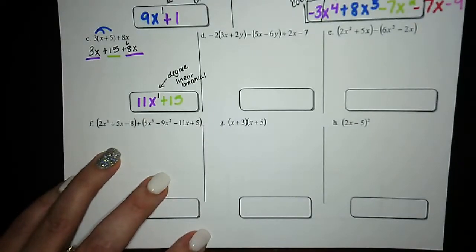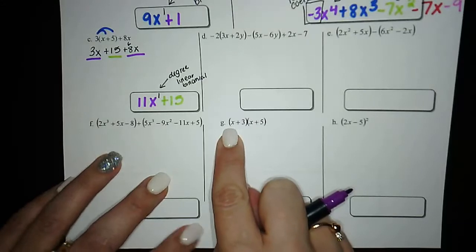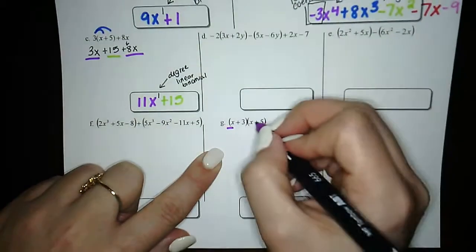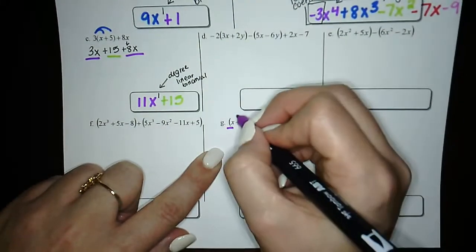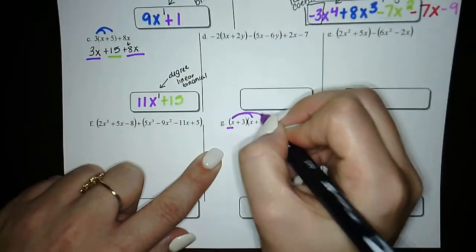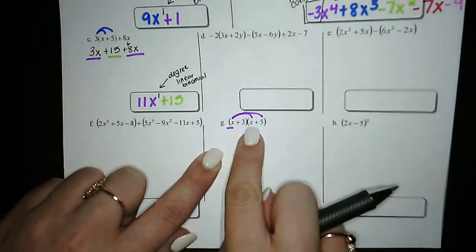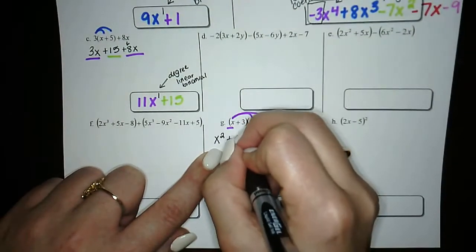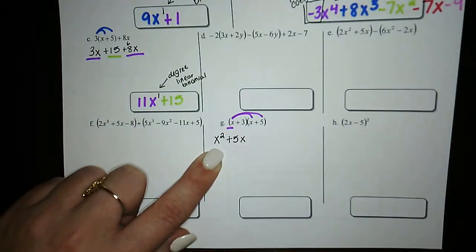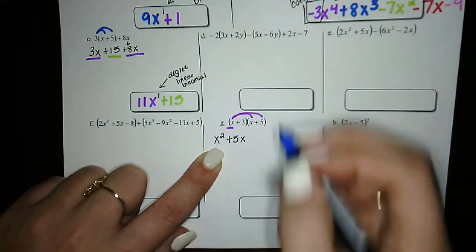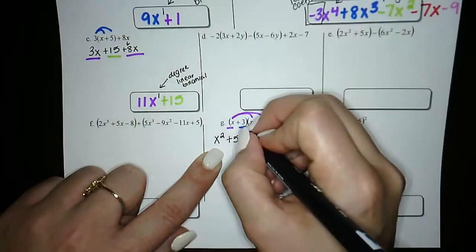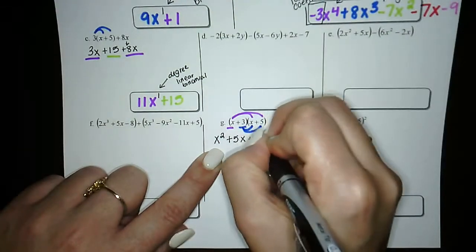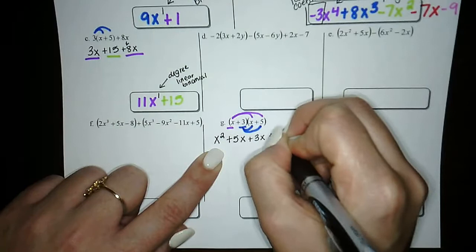So we're going to take this first monomial, this first term, which is x, and we're going to distribute it to everything in the parentheses behind it. So x times x and x times 5. So x times x is x squared. X times 5 is 5x. Okay, we're done with that x. Now we move on to this 3. We're going to do it to the same things. 3 times x is 3x. 3 times 5 is 15.